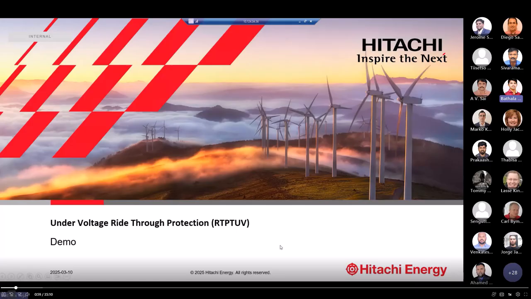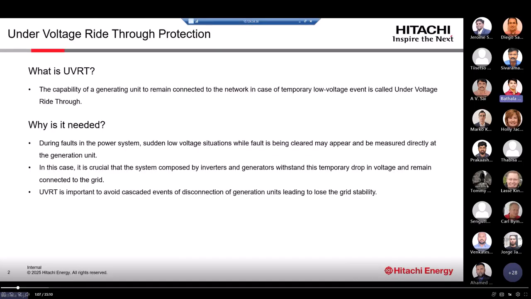Yeah, myself Teja from applications team. Today I'm going to give a demo on this under voltage ride through protection function, which is going to be released in 227 in the 670 product. So I'll start with what is UVRT and why it is needed.